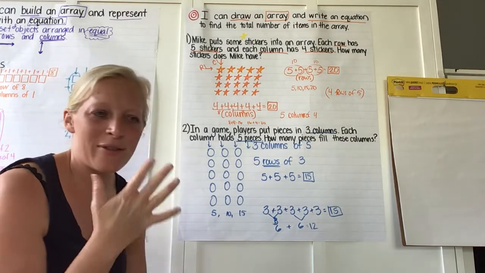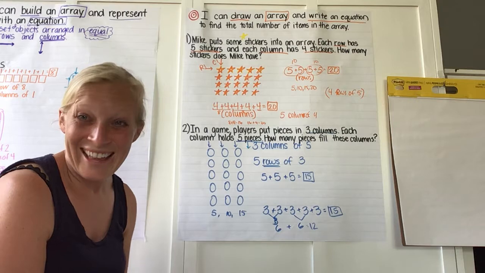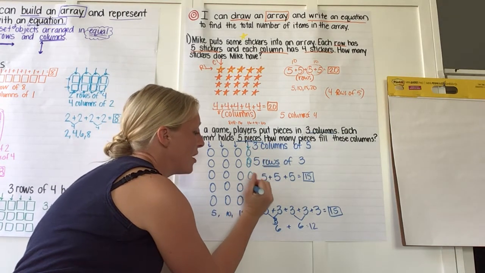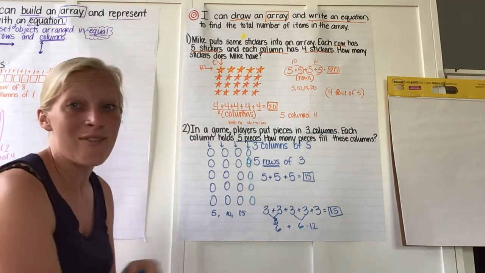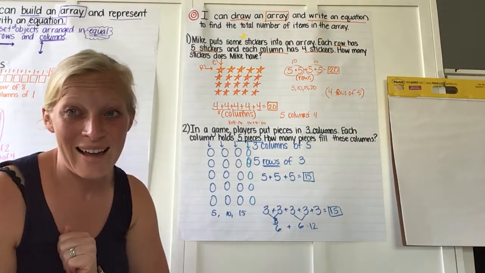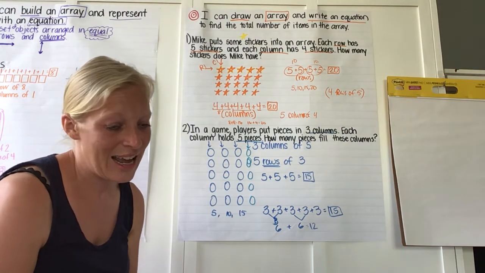Who else said 5? Why 5? They need to be equal. Each column needs an equal number. We should have 5 more in that column because each column has 5. Very good thinking, friends. You have an exit ticket today.